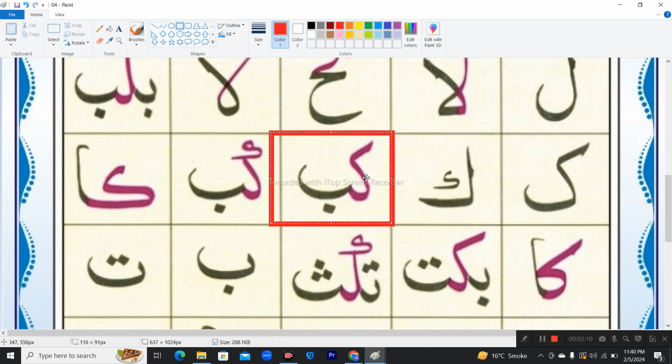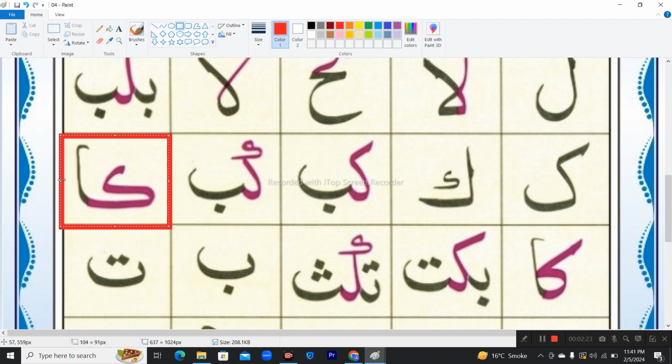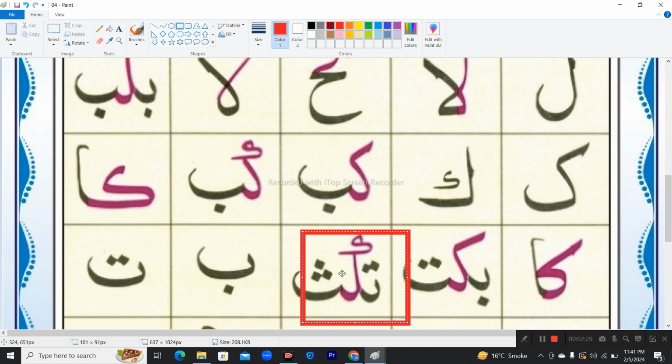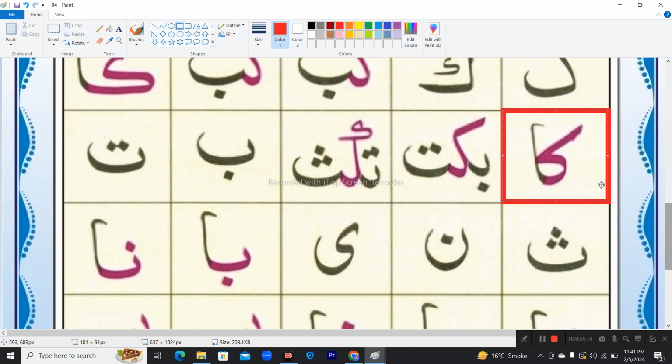And this one is again two letters connected, first the purple one. This one is Kaf, and Kaf connects with Ba, one dot down. Next one again Kaf Ba. This one is two letters connected. The first one, the purple one, is Kaf, and Kaf connects with Alif. So Kaf Alif. And this one is the same but a different shape, Kaf Alif.